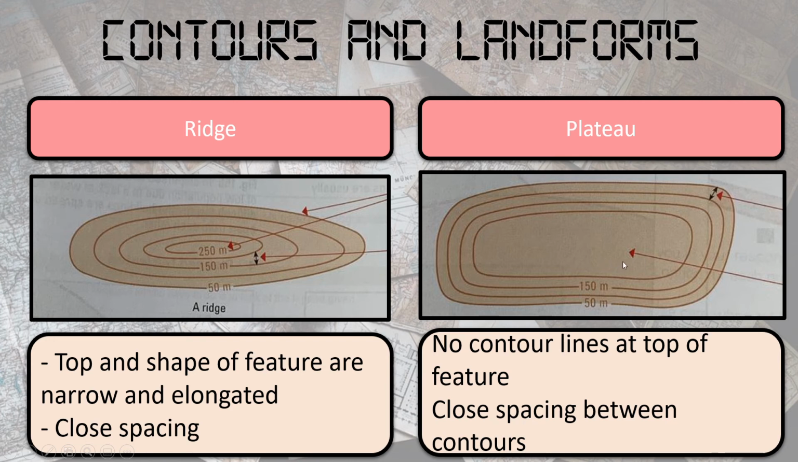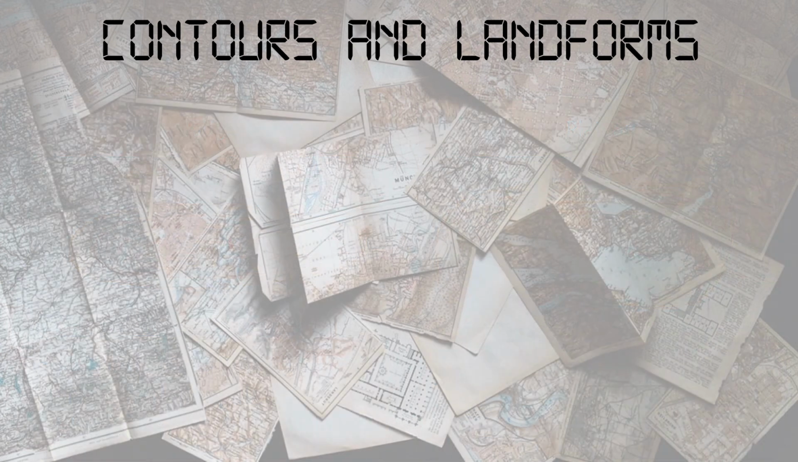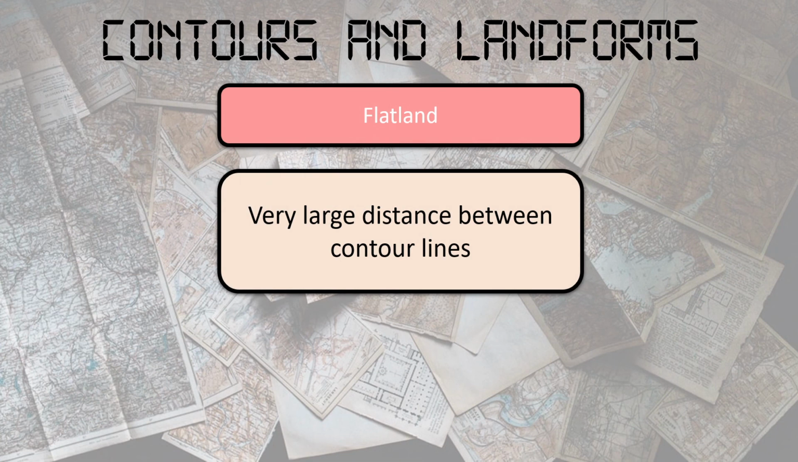A plateau has a flat top. There are no contour lines at the top, and the contour lines below it are closely spaced together, telling you that they are steep. So remember, close together is steep, widely spaced is gentle. For flatlands, which are very large, the contour lines have very large distances between them. It means that they are not close together, nor merely widely spaced, but rather very, very widely spaced apart. The distance between two contour lines is very large. This signals a flatland.